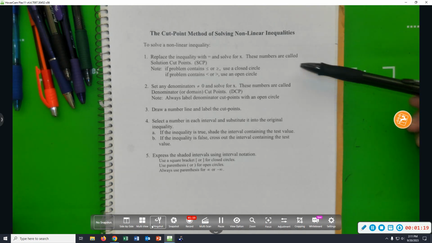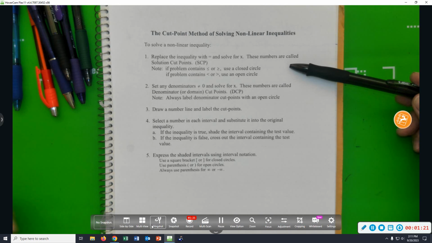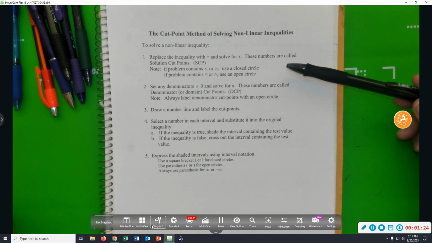The first thing we do is we ask ourselves, when is the inequality equal? When will the left side equal the right side? And the numbers we get here are called solution cut points.